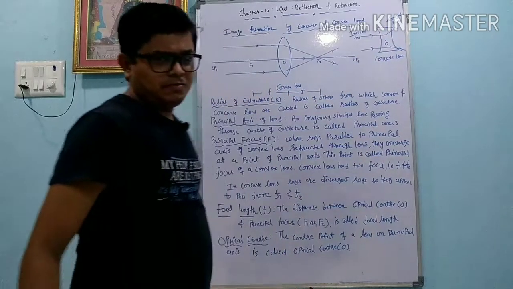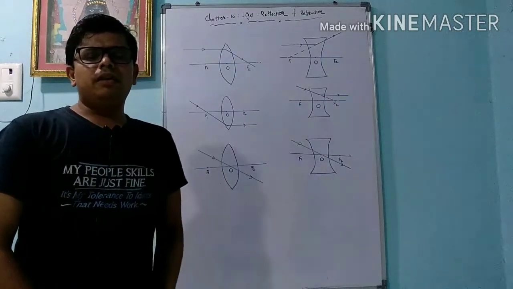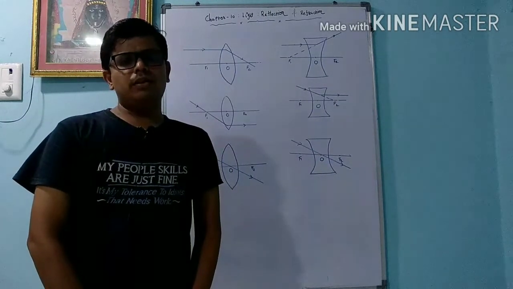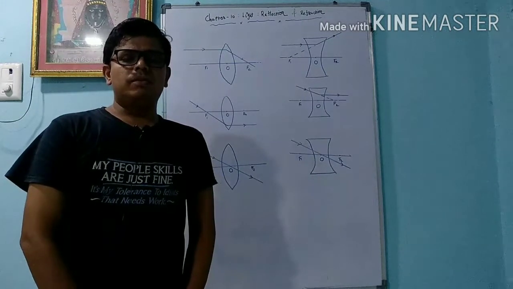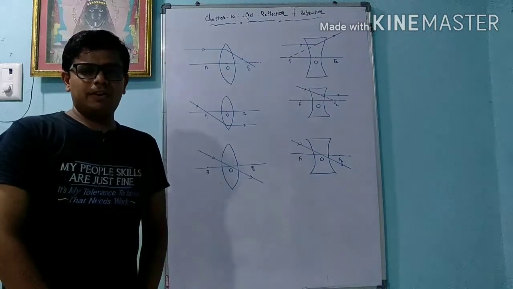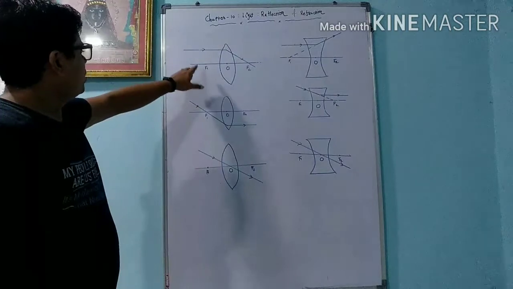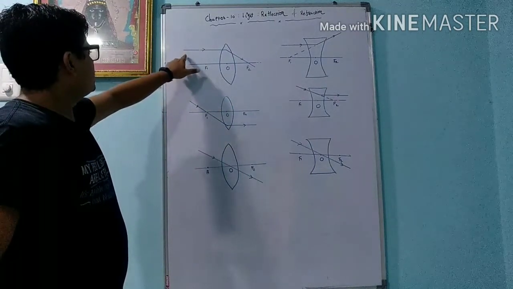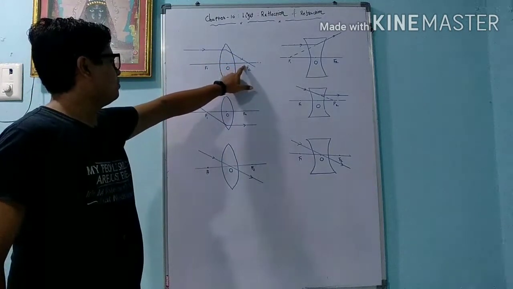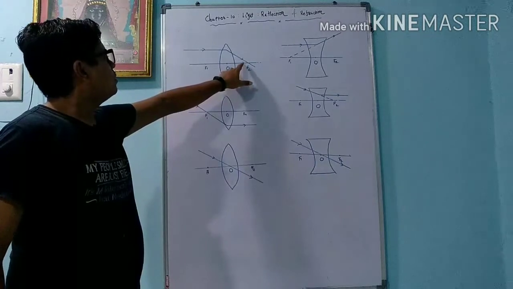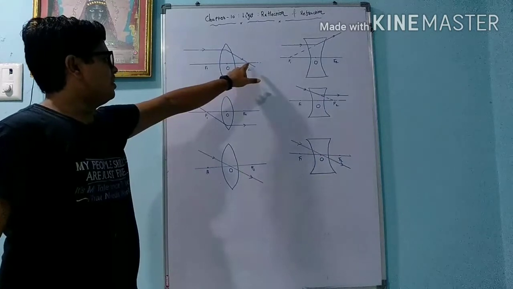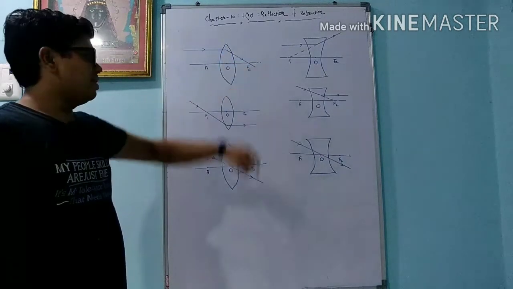Dear student, to get the image in the concave lens and the convex lens, we consider a minimum of two rays. Actually there are so many rays, but minimum we consider two rays. So what happens if we pass the ray in different conditions, that we are going to learn. In the convex lens, when we pass the ray parallel to the principal axis, after refraction it passes through the principal focus. Here we get the real and inverted image because all the rays meet, they are convergent rays.